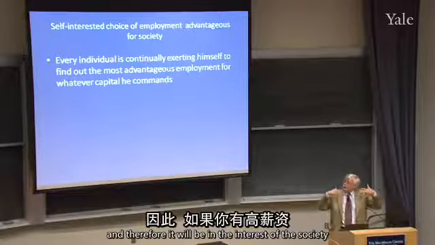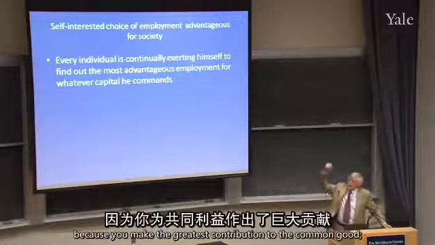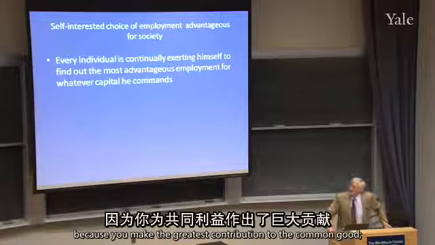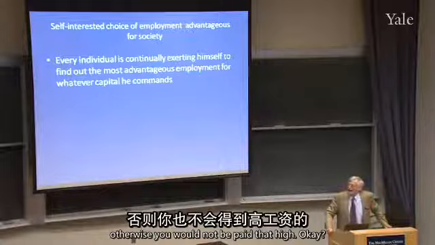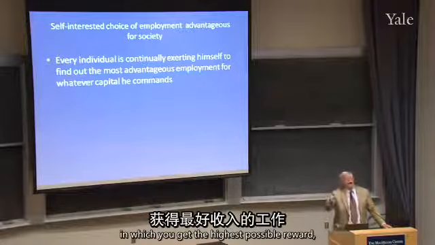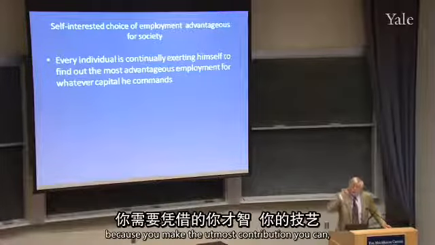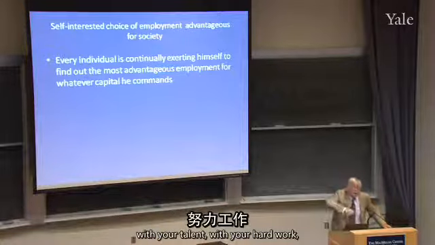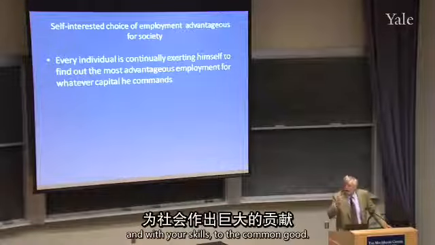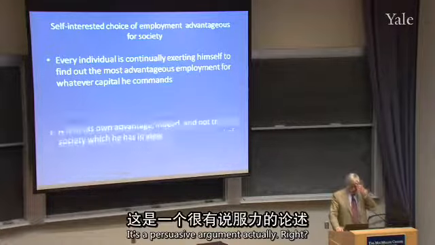And therefore, it will be in the interest of society that you get the highest possible salary, because you make the greatest contribution to the common good. Otherwise, you will not be paid that high. So you will try to find the occupation in which you get the highest possible reward, but you will get it only because you make the utmost contribution you can with your talent, your hard work, and your skills to the common good. This is Adam Smith's argument. It's a persuasive argument, actually.